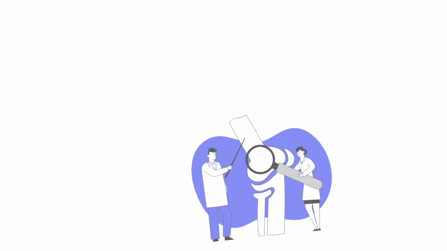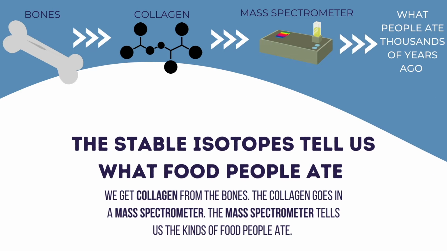But to do that, we have to get the stable isotopes from the bones. And that requires some really detailed work in the laboratory, where we use different chemicals, where we extract, for example, the collagen from the bone. And then we can analyze those with something called a mass spectrometer. And that allows us to figure out what kinds of foods people were eating 1,000 or 5,000 years ago.